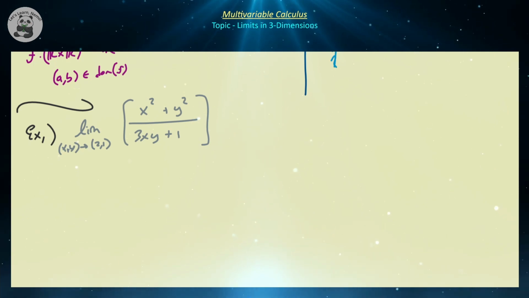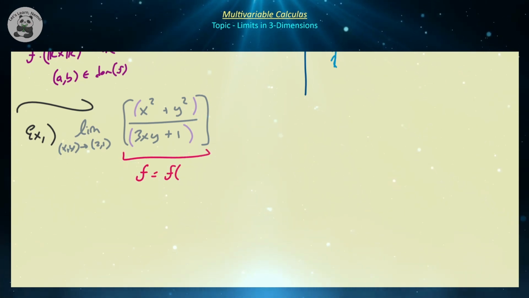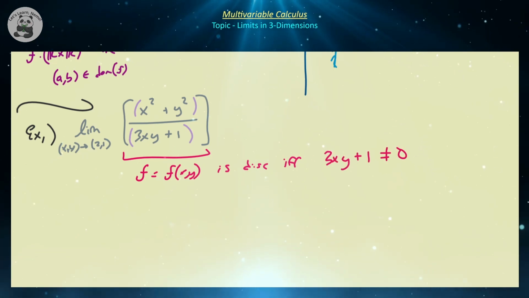So notice that this is a rational function because we have a polynomial on top and a polynomial on bottom, and rational functions are only undefined when the bottom is equal to 0. So this function, let's assume that this is function f, is discontinuous if and only if 3xy plus 1 is equal to 0.